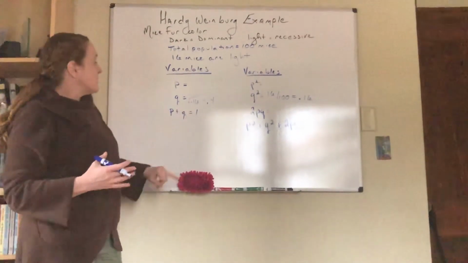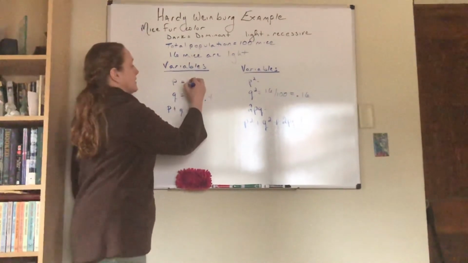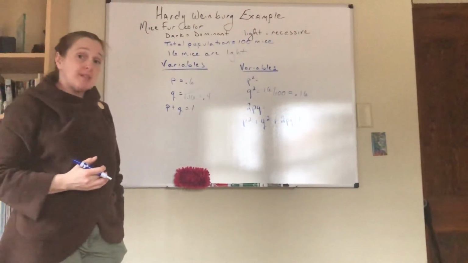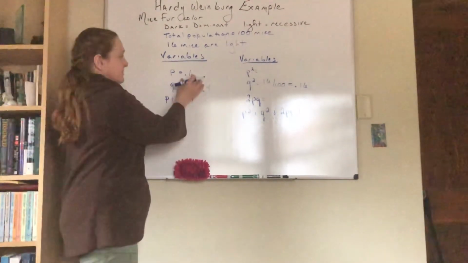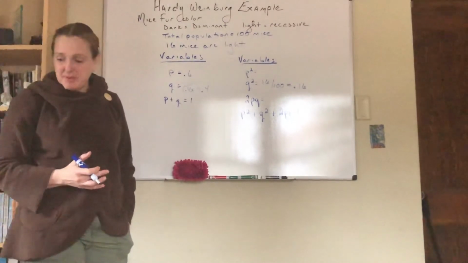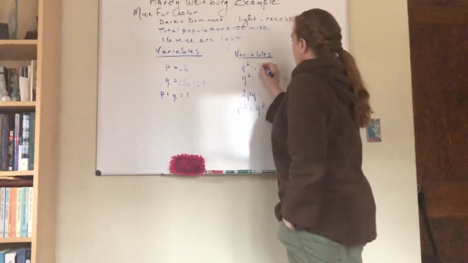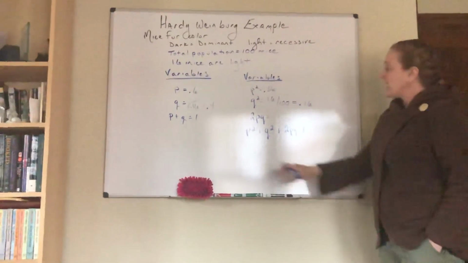Now I can cheat here and use my equation. P plus Q equals 1. So if I figured out my Q variable, 1 minus 0.4 means that the frequency of that dominant gene, my P variable, is going to be 0.6. I take 0.6 times 0.6 in order to get my P squared. This gives me 0.36.